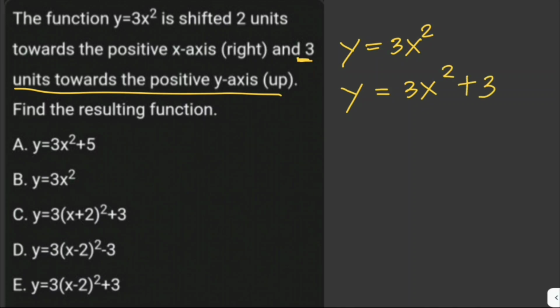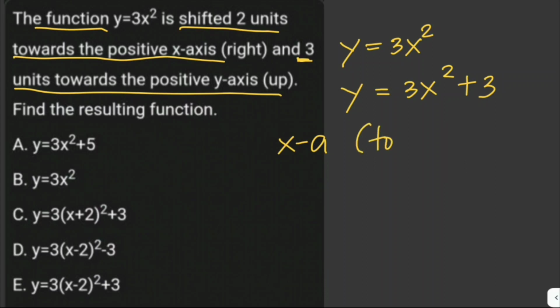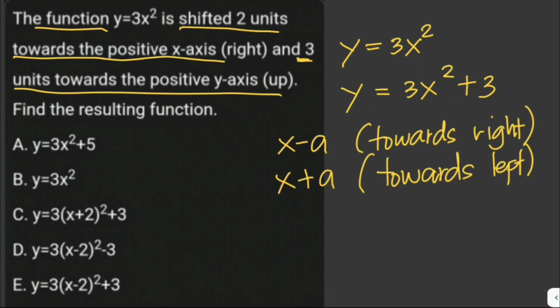But it also says here that the function is shifted 2 units towards the positive x-axis to the right. So that means if the shift is a units towards the right, then we replace the value of x with x minus a. If it's towards the left, then we replace the value of x with x plus a.